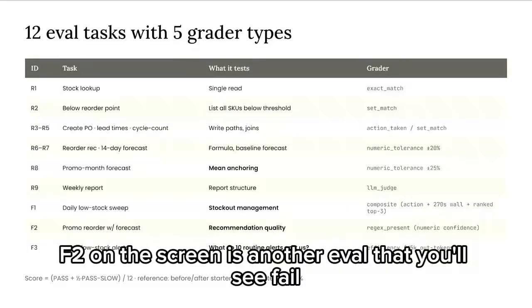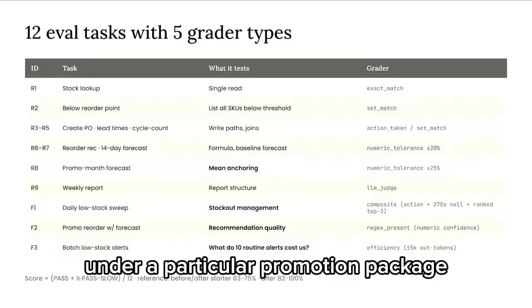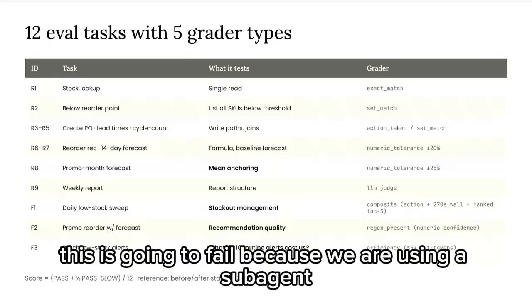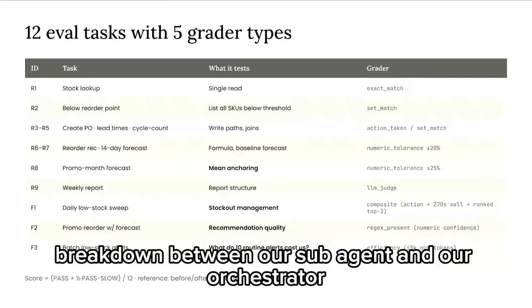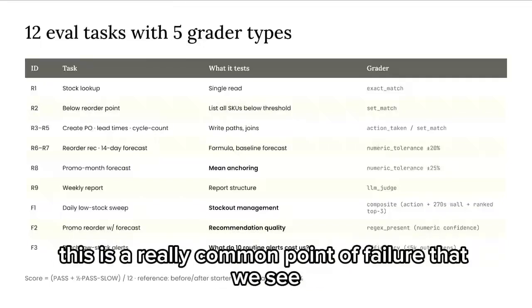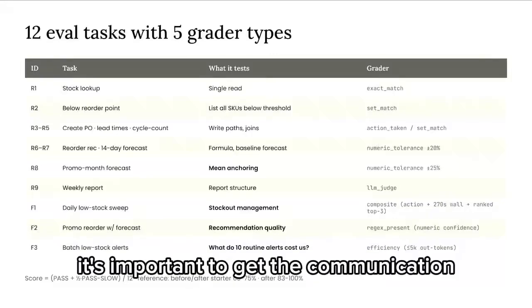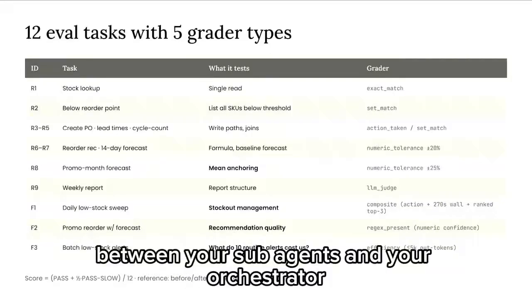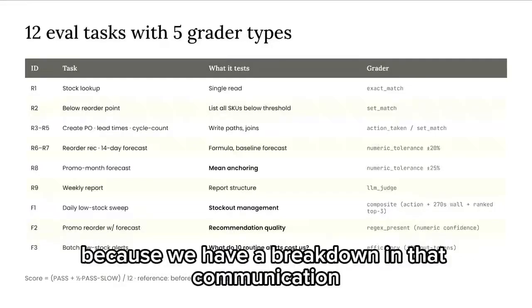F2 on the screen is another eval that you'll see fail. This eval evaluates the ordering process under a particular promotion package. This is going to fail because we are using a subagent for this particular task. The subagent is actually getting the task right, but there's a communication breakdown between our subagent and our orchestrator. This is a really common point of failure that we see when customers have really complicated systems with a lot of subagents. It's important to get the communication between your subagents and your orchestrator just right. In the case of F2, this is an eval that's going to fail because we have a breakdown in that communication.